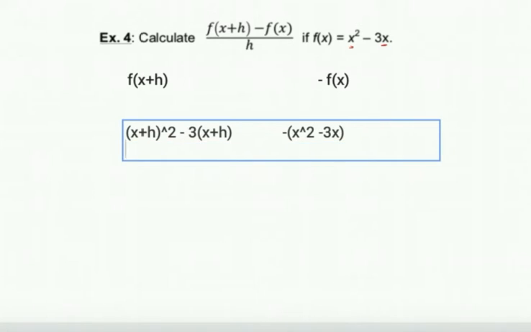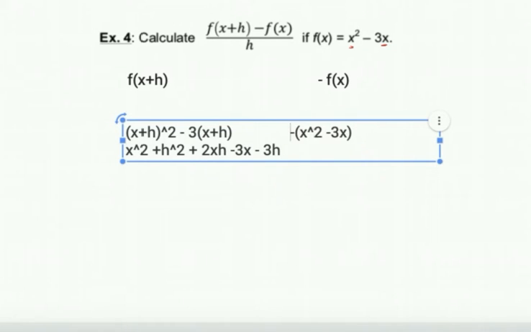So let's start simplifying. Well, x plus h quantity squared, remember this is a binomial squared, so I'm going to square the first, square the last, so that's x squared plus h squared, and then double the product of the two, so double x times h, so 2xh. And the next thing I'm going to do from that is subtract 3x and subtract 3h. So I'm distributing the negative 3. So minus 3x and then minus 3h.